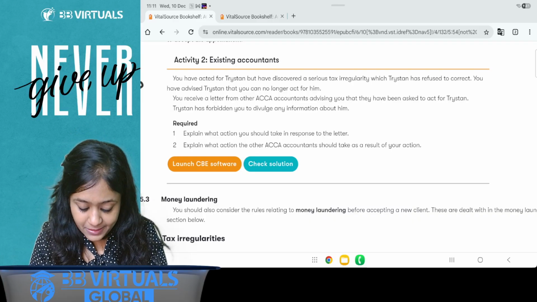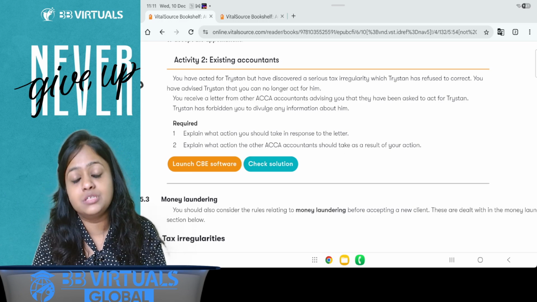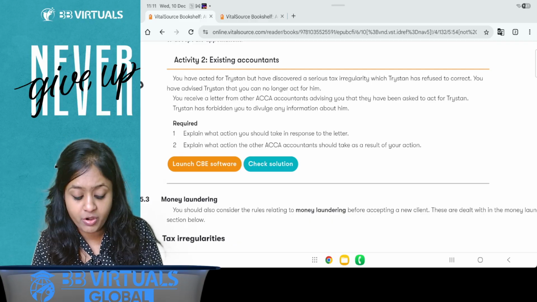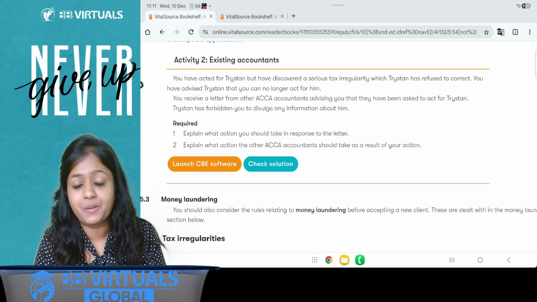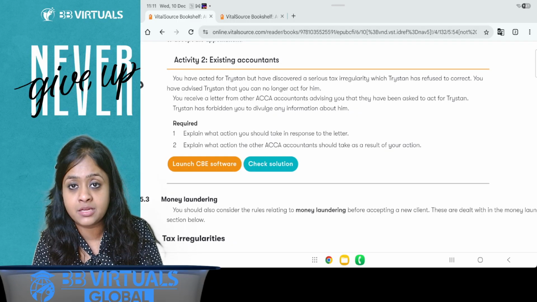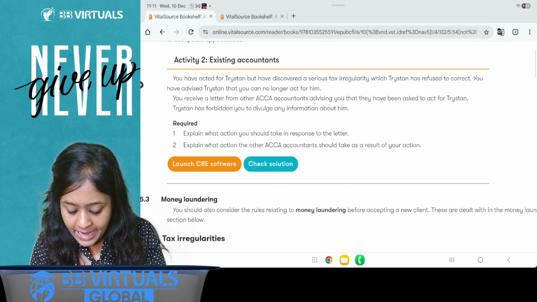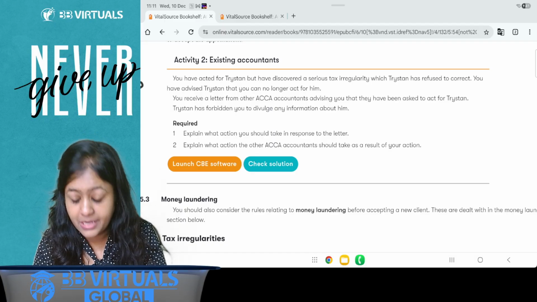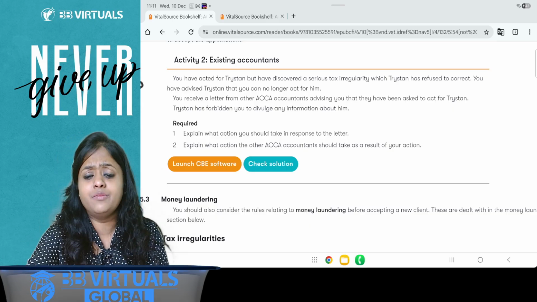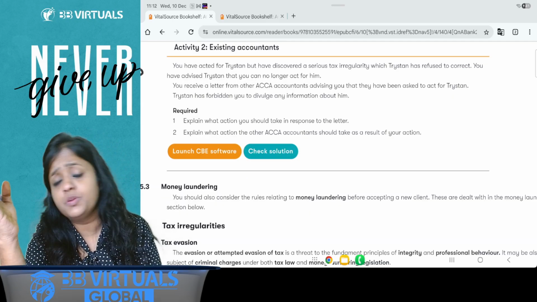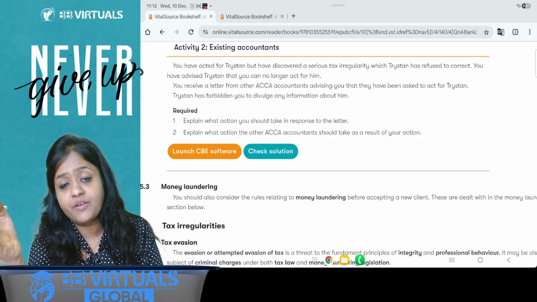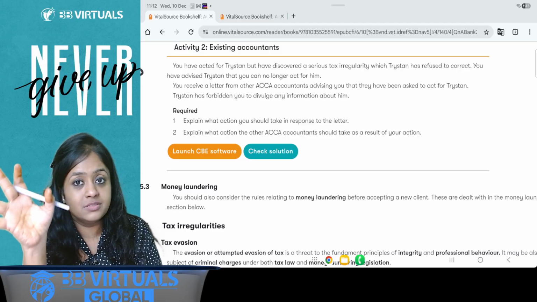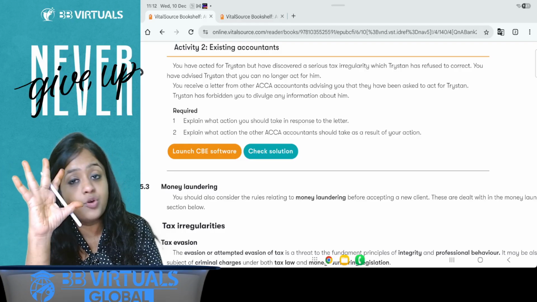2 marks. Explain what action the other accountant should take: they should approach you and should ask for the reasons. The new accountant, the prospective accountant, will approach the ex accountant and would try to get the reasons. So the other accountants will not act for the client, because they're not getting information from the ex accountants. Clear? Done? You got 5 and 5.